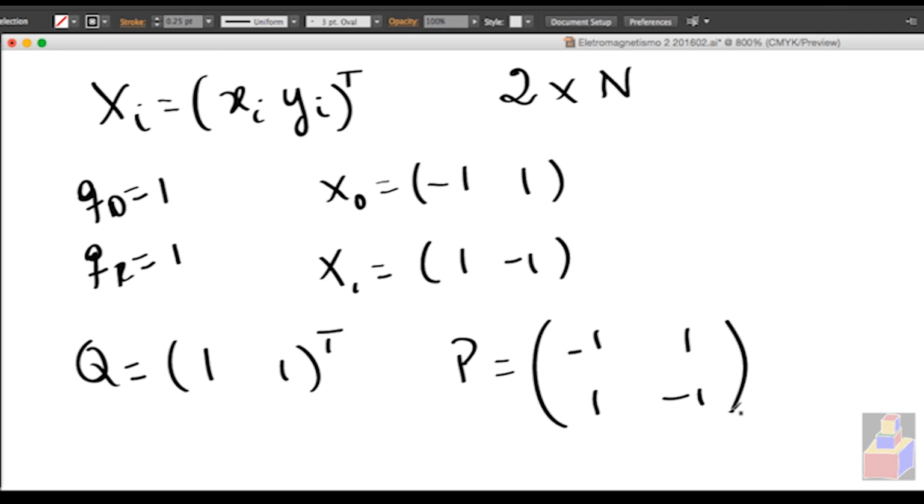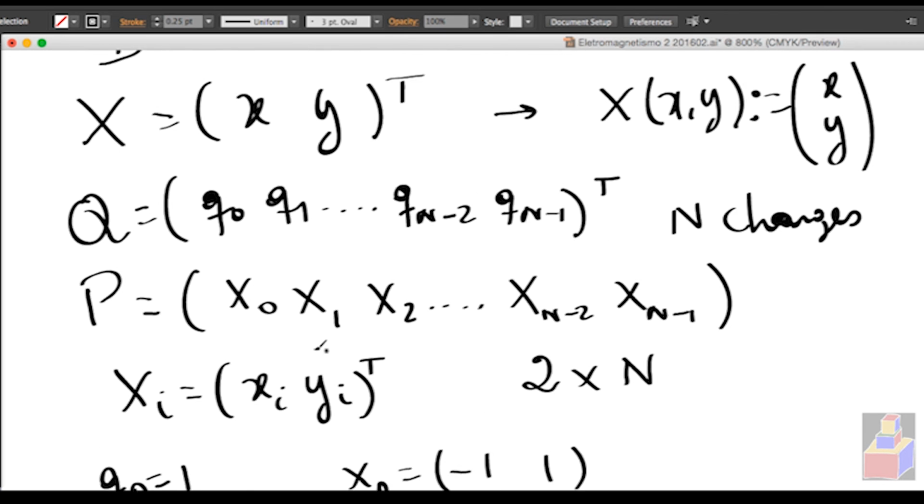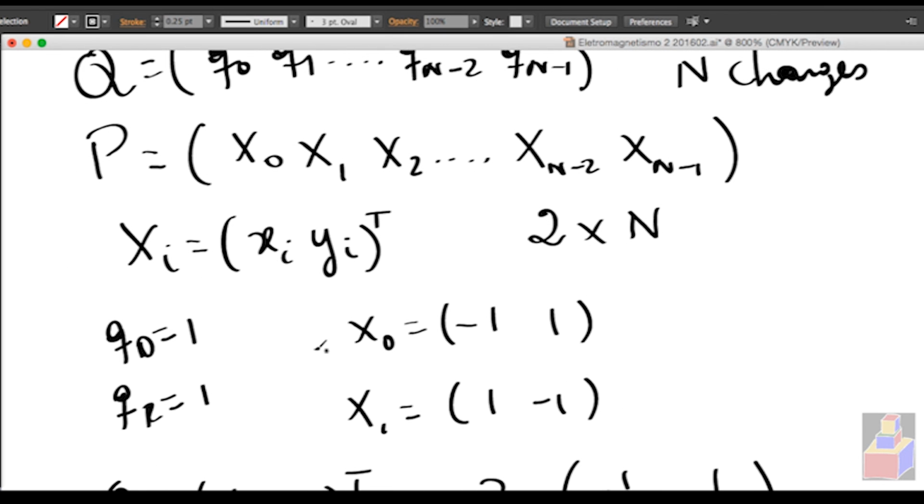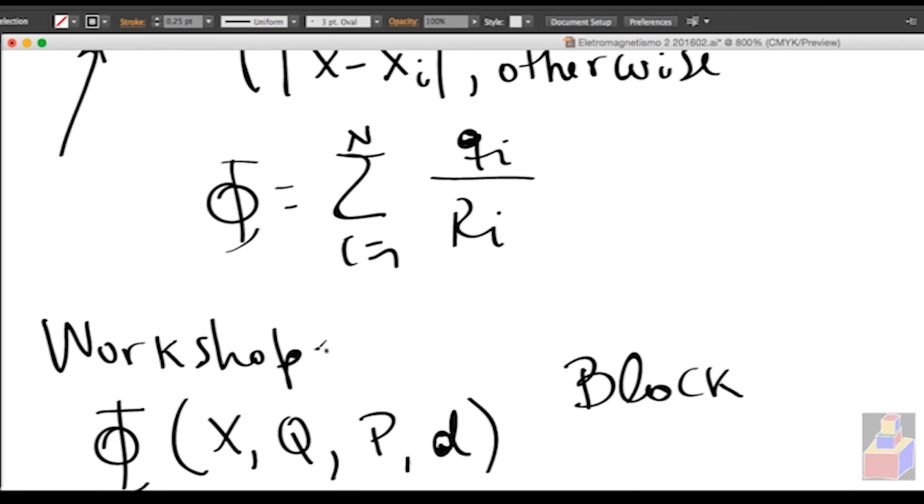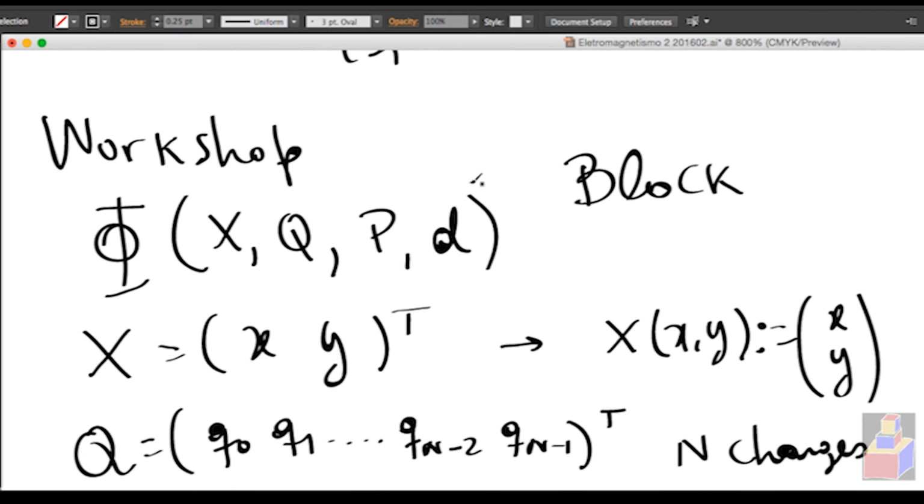So you define, I want to calculate for 2 charges at this location. So you define your Q, it's given by this value here, and your P. So you give those constant matrices to the function phi. Okay? And D is that geometric parameter to avoid singularity.